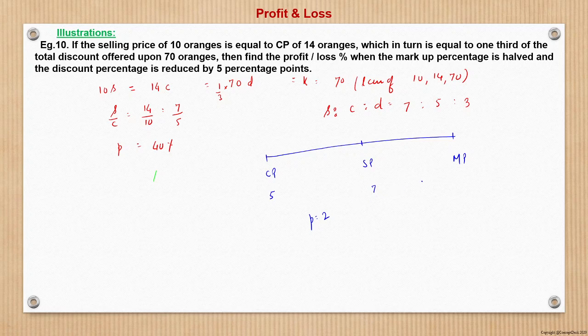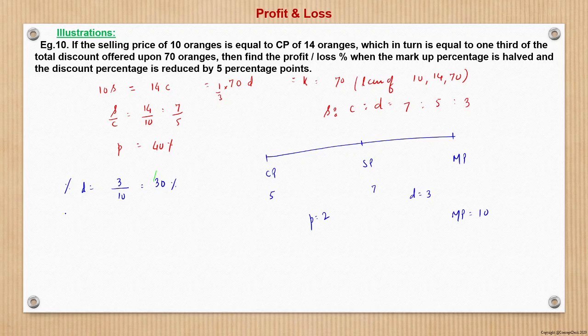And further, discount is given as 3. So that means if selling price is 7 and discount is 3, we can say that MP, that is marked price, is 10, right? Marked price is 10. So percentage profit we know, now percentage discount is what? 3 upon marked price, which is 10, which is 30%. In the original case, the percentage discount is discount upon the marked price, which is 3 upon 10, which is 30%.